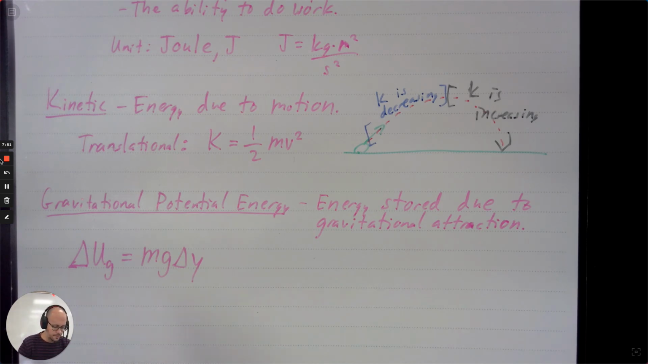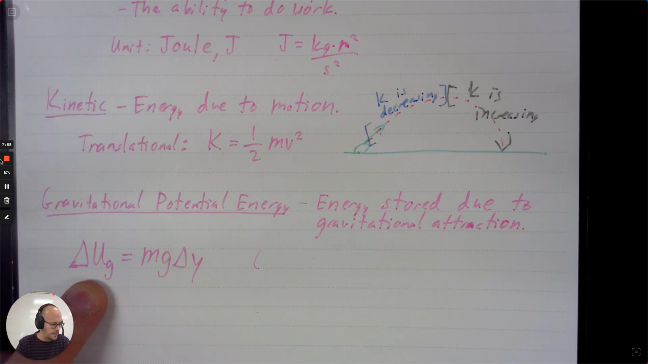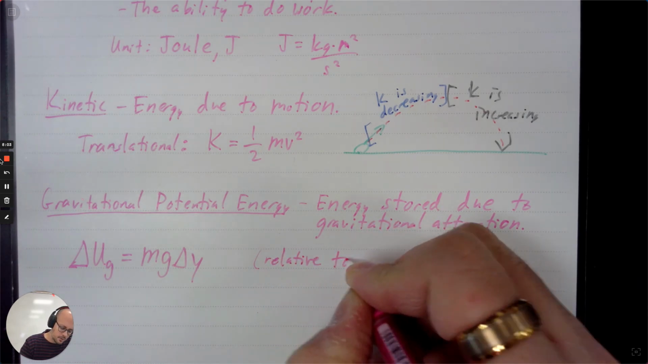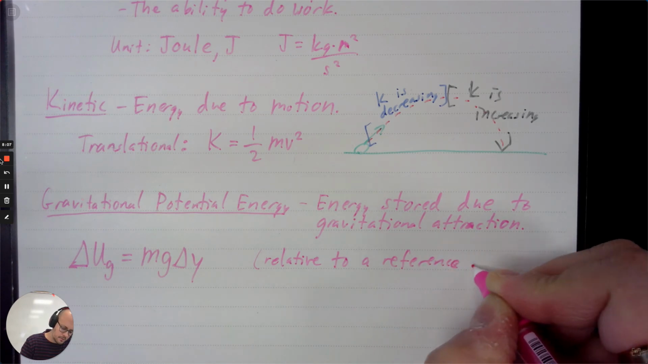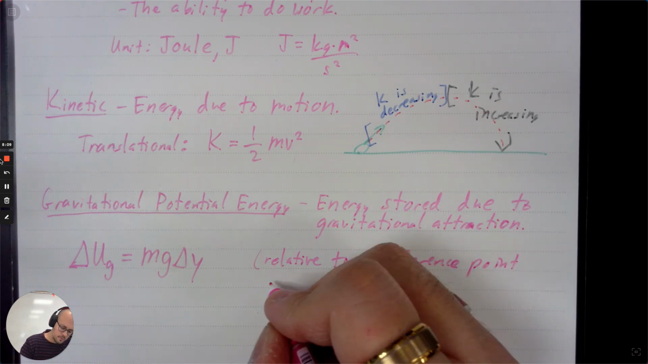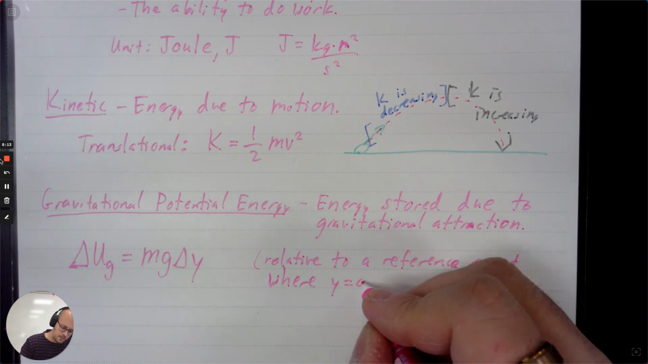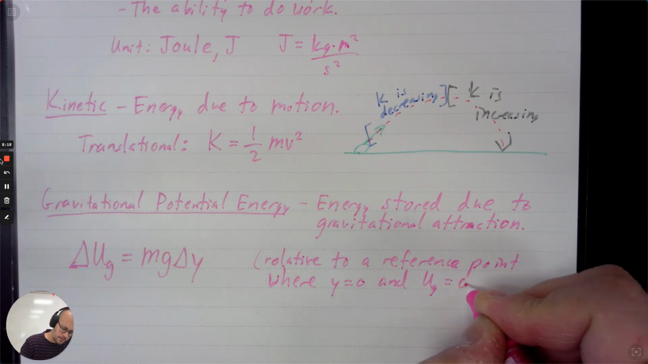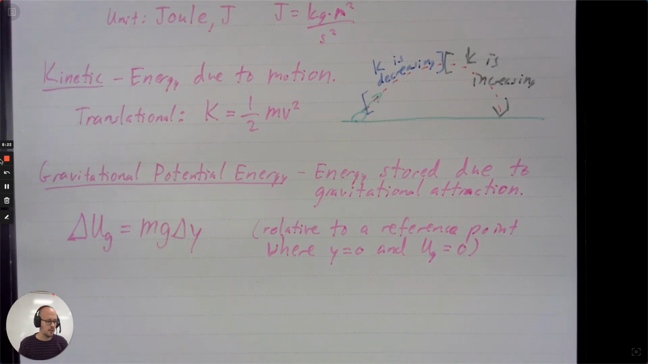And so I will give you an example of that. So this is the gravitational potential energy relative to a reference point where y equals 0 and UG equals 0. So when you use this equation, you have to decide where this reference point is.